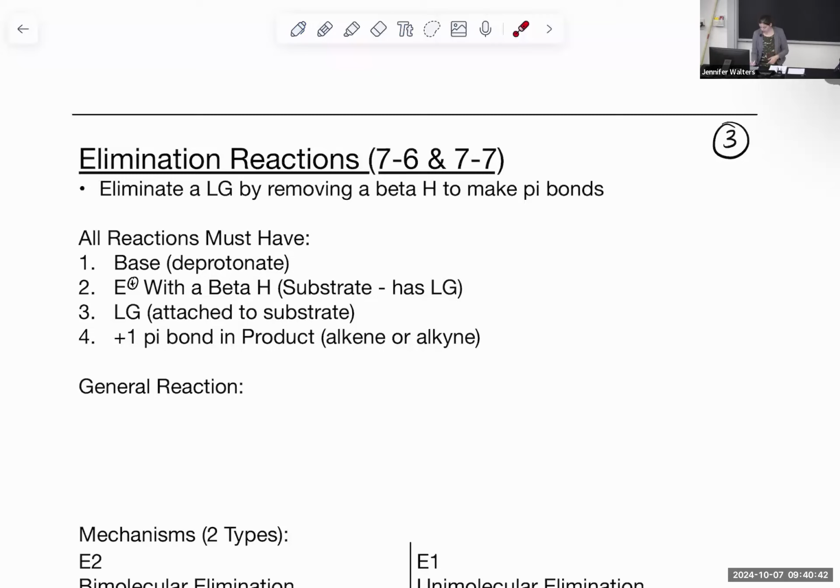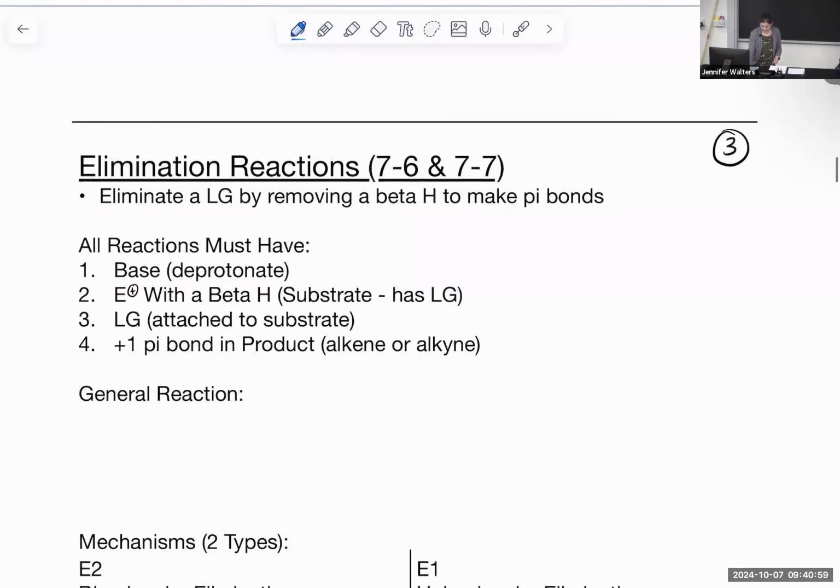So our elimination reactions are going to eliminate a leaving group by removing a beta hydrogen, hydrogen next door, to make pi bonds. That is your elimination. All of our elimination reactions will have a base that will deprotonate. So it is like your nucleophile, but we are attacking a hydrogen. It is still the electron-rich thing, but it's going to attack a hydrogen. So we still have to have a base, something that's electron-rich.